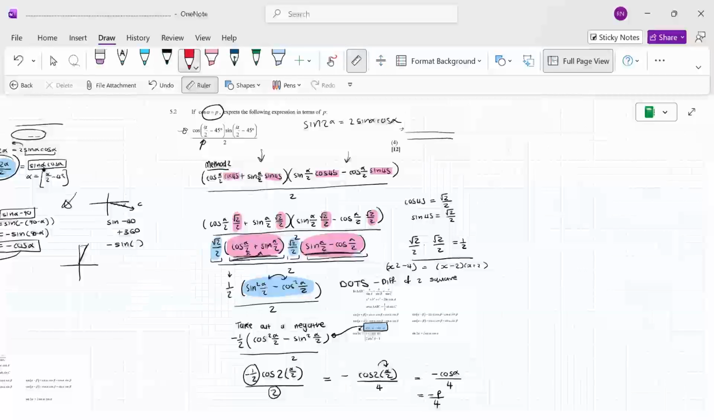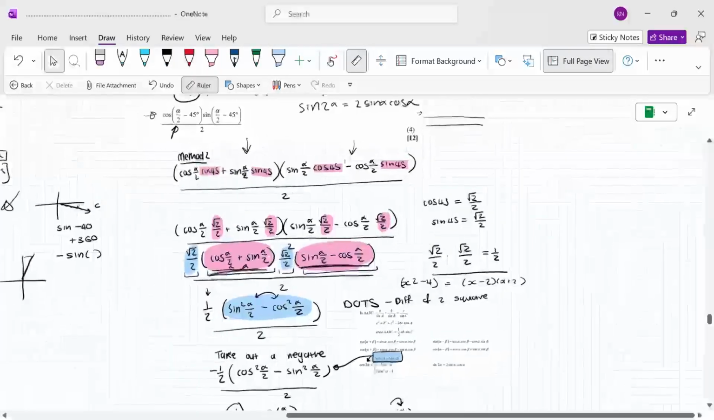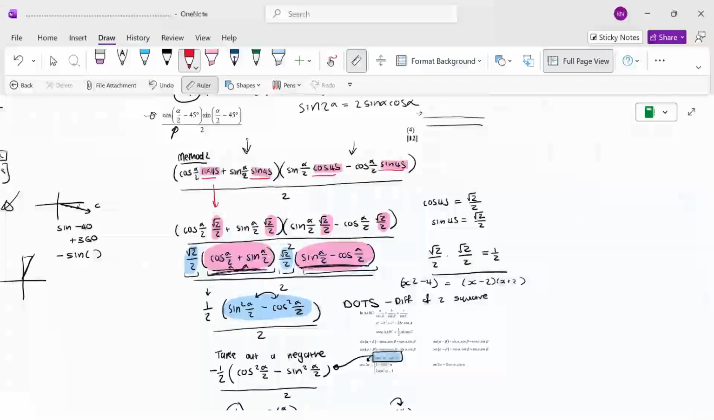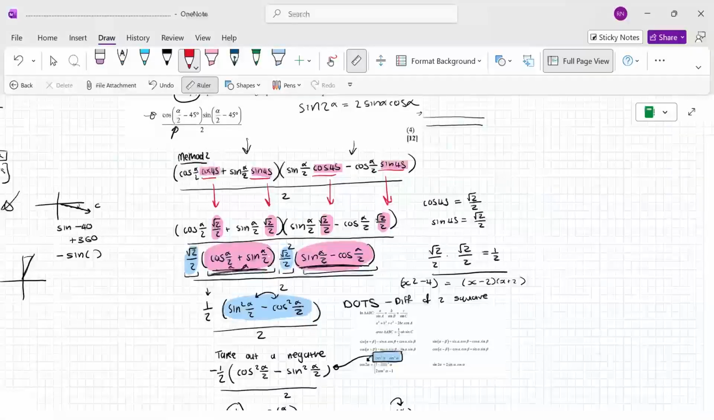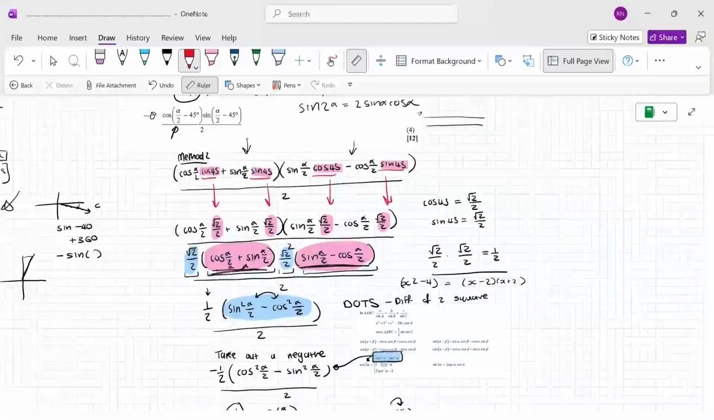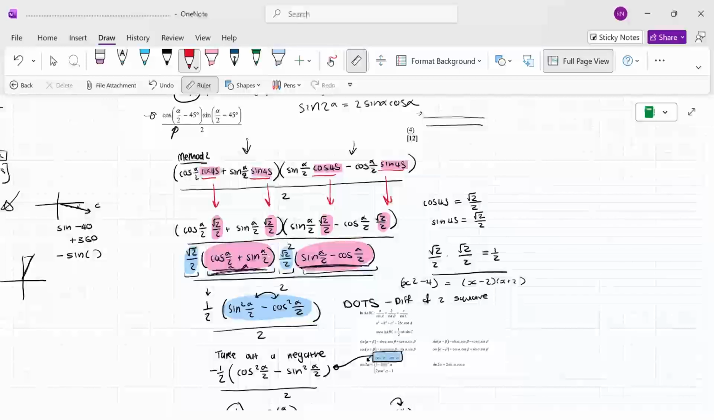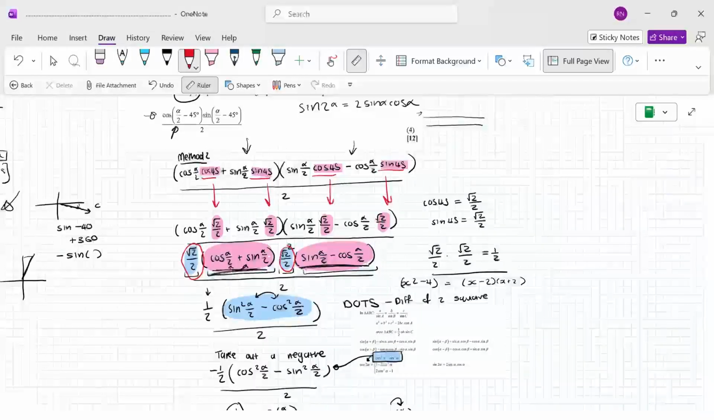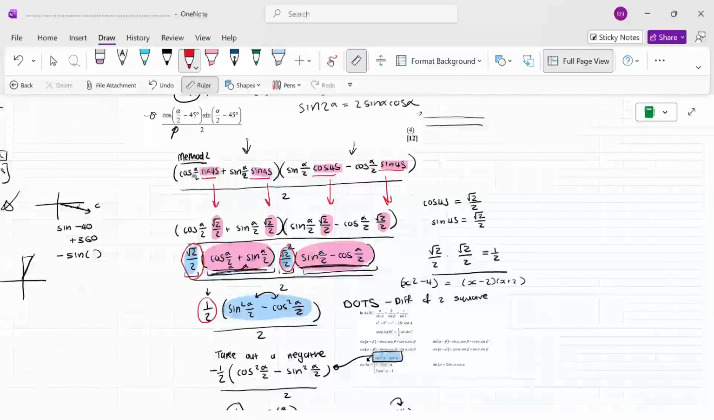Then I have a bunch of sine and cos 45s, cos 45, sine 45, cos 45, sine 45, which are all equal to root 2 over 2. When I get to here, I can take out a common root 2 over 2 from both of these brackets. So I took out a common one there, and I took out a common one there. And when I multiply those together, because now this is all just being multiplied by each other, I got a half.